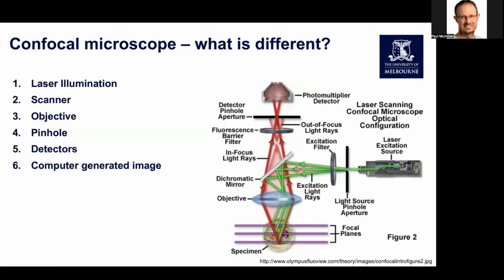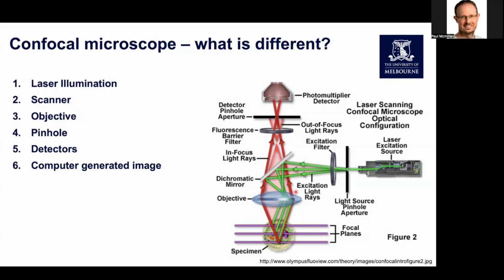So what's different between the confocal microscope and the wide field microscope? So we still have a light source here. In this case, we're using laser-based illumination. One thing which isn't shown on this diagram is a scanner. So I mentioned we're using that laser and scanning it across and building up our image over time. So I'll show you how that works.